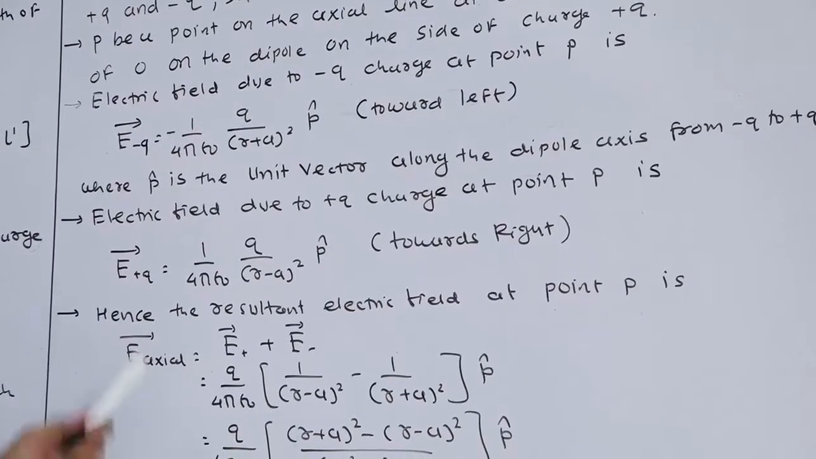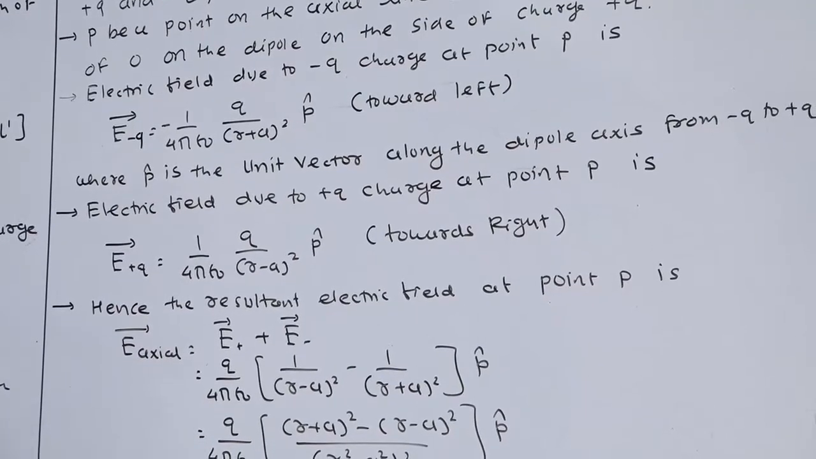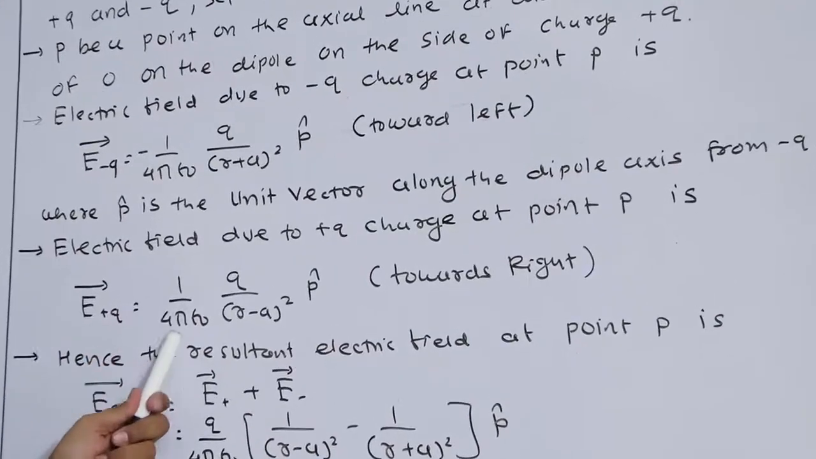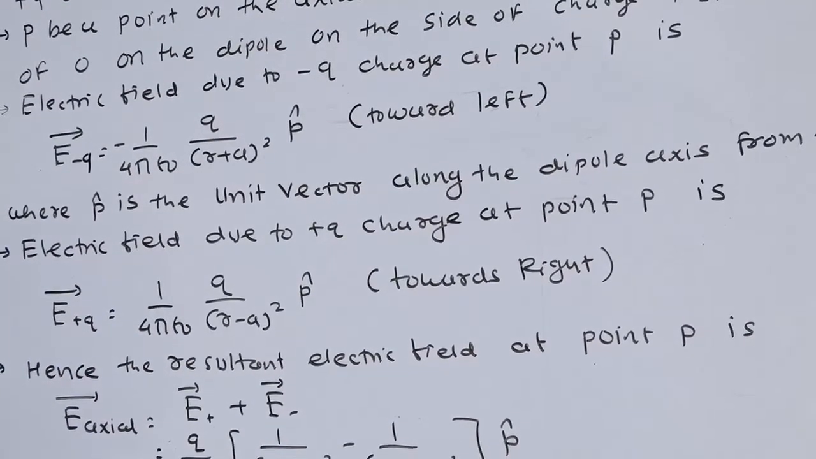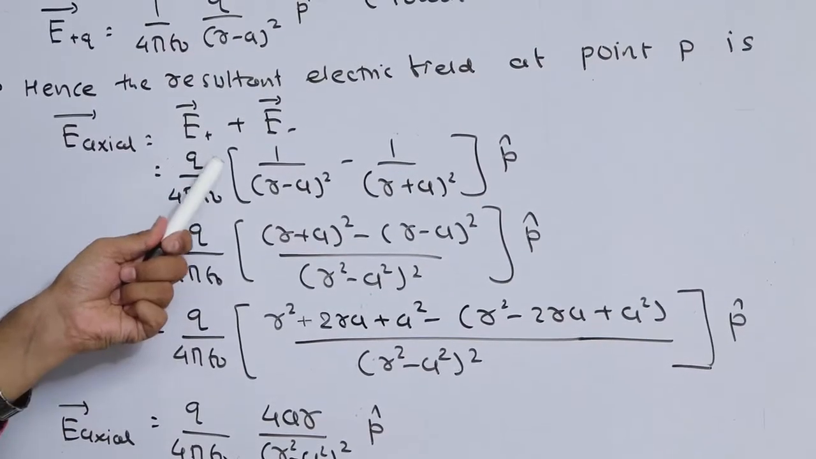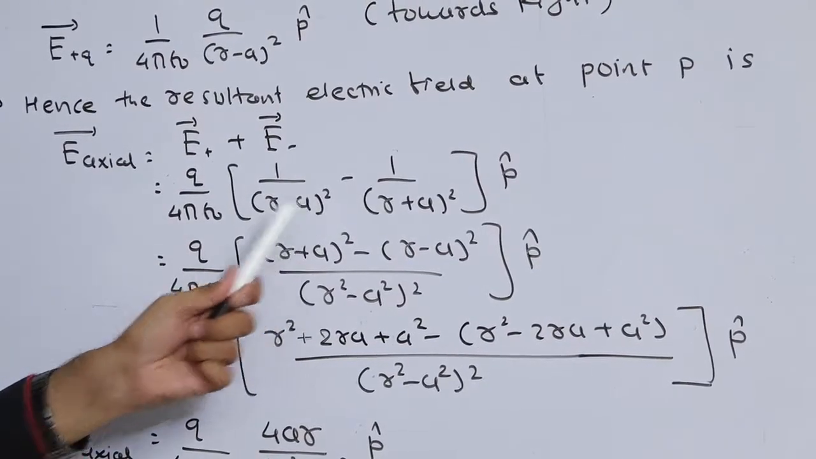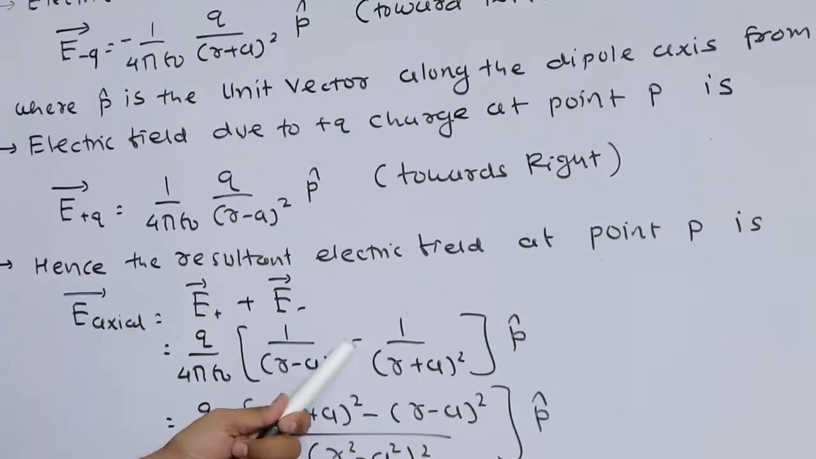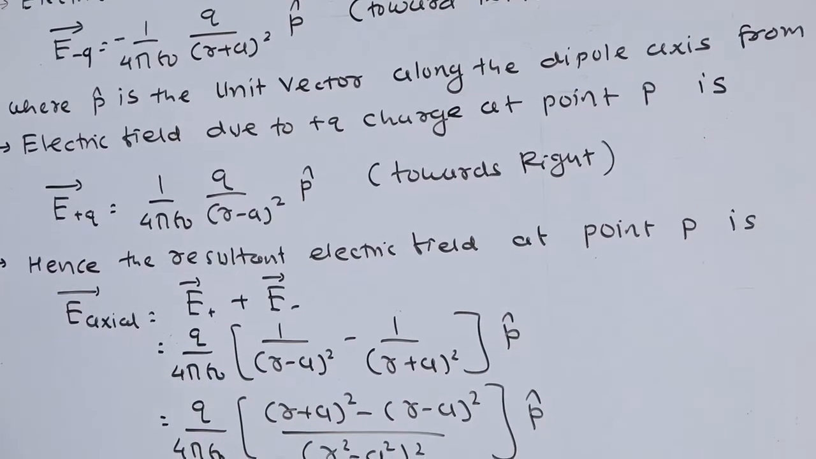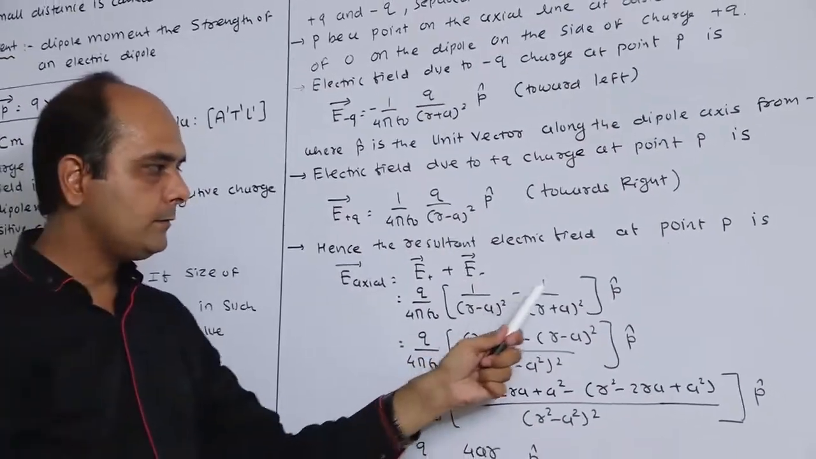So now by adding these two values, which values are common between them? Q is common and 1 upon 4 pi epsilon 0 is common. So we can write this equation as q upon 4 pi epsilon 0 common, and into the bracket 1 upon (r minus a) whole square minus 1 upon (r plus a) whole square, and p cap common. Now there are some mathematical steps, so let us do the cross multiplication.